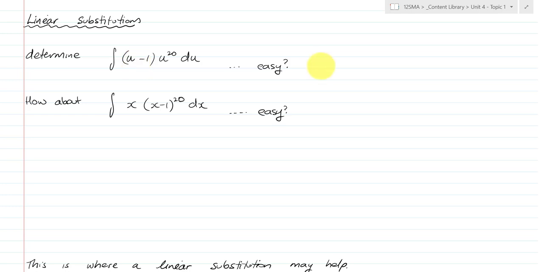Well, it turns out that this one isn't too bad, because I can write this down as the integral of u to the power of 21 minus u to the power of 20. I've just expanded that one bracket by u, and that of course is equal to u to the power of 22 over 22 minus u to the power of 21 over 21 plus c, and that's pretty easy. Second one's a lot harder.